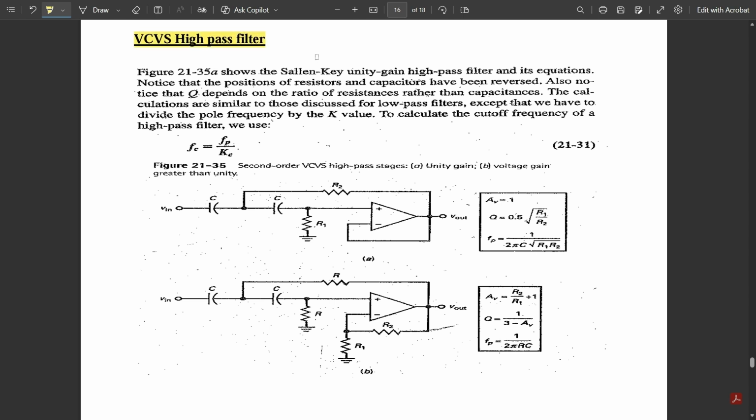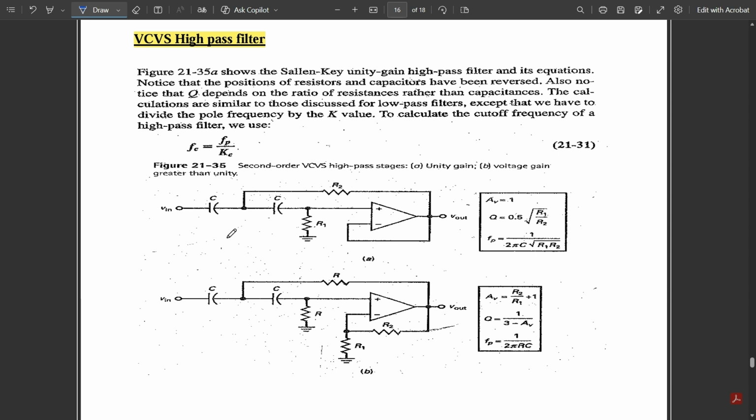Previously we had discussed the low pass filter, now the second order high pass filter. The only difference between the low pass and high pass filter you can easily identify by seeing the circuit itself. For a high pass filter with unity gain and some voltage gain, the non-inverting amplifier is the same. The capacitance value is the same, the resistance value is different. Only the capacitance and resistance are interchanged, and everything else remains the same. This is the only difference between the second order low pass filter and the second order high pass filter with Sallen-Key, unity gain and voltage gain.